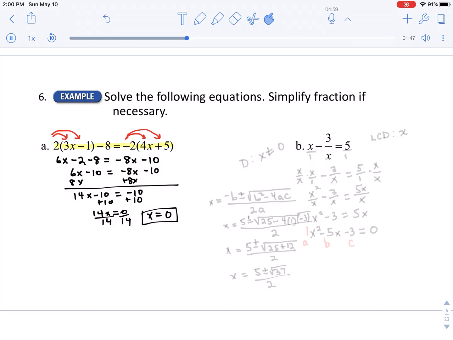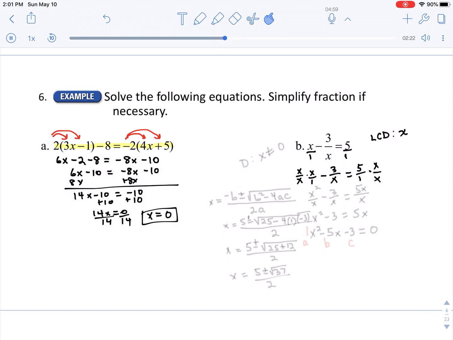So this is a rational function, and I need to get a common denominator. So the first thing I'm going to do is put the x over 1 and the 5 over 1. So the LCD is 1 times x times 1, which is just x. So then I'm going to multiply x over x times x over 1 to get my common denominator, minus 3 over x already has the common denominator, equals 5 over 1 times x over x.